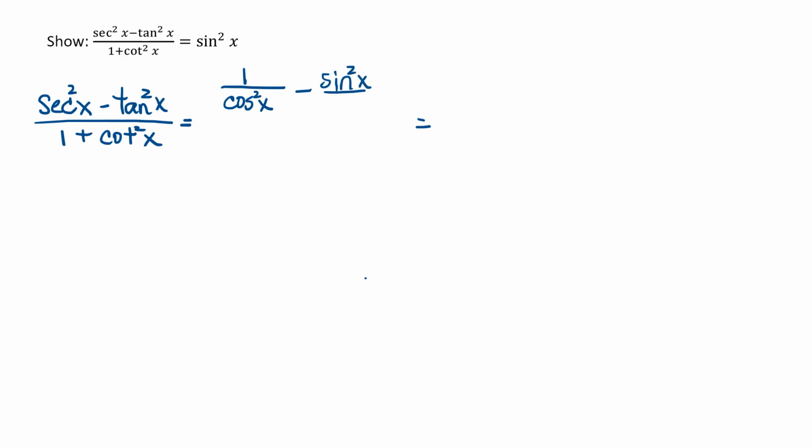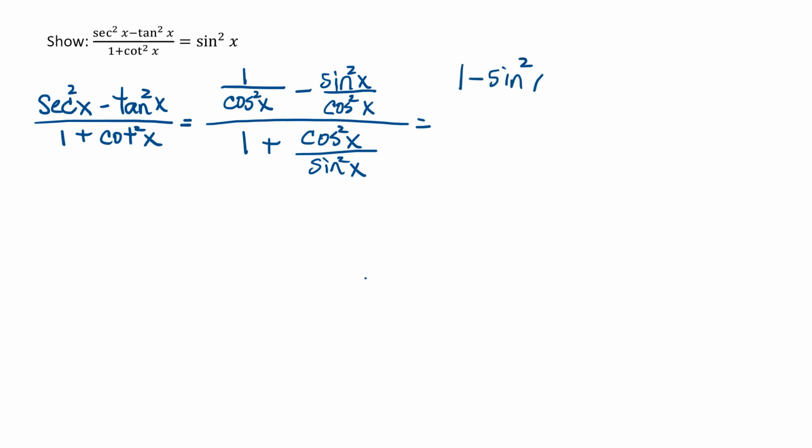Tangent, I know, is sine over cosine, so tangent squared x is sine squared x over cosine squared x. And on the bottom, I've got 1 plus cotangent squared, which is cosine over sine. So that's all I had to do. I didn't even use any of those identities yet that we learned in the previous slide. So now, on the top I have a common denominator already, so I can just add those two fractions and get 1 minus sine squared x over cosine squared x.